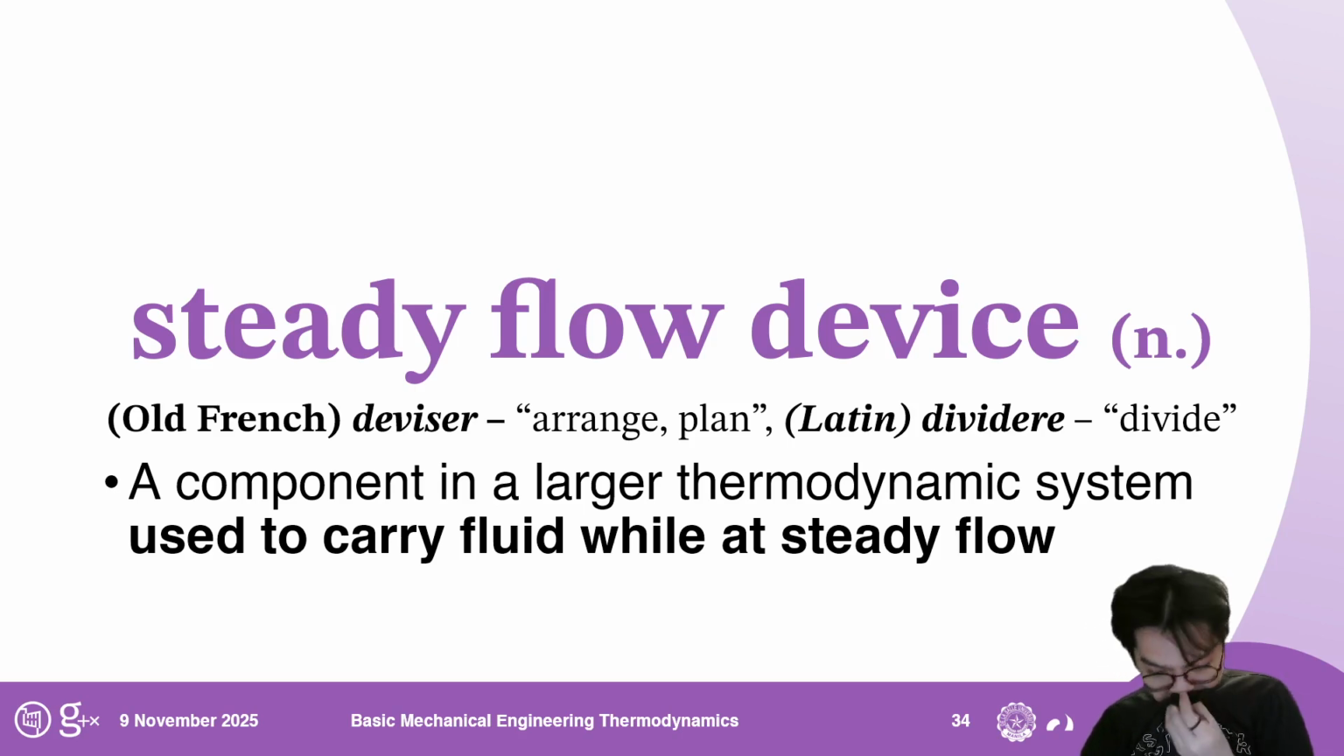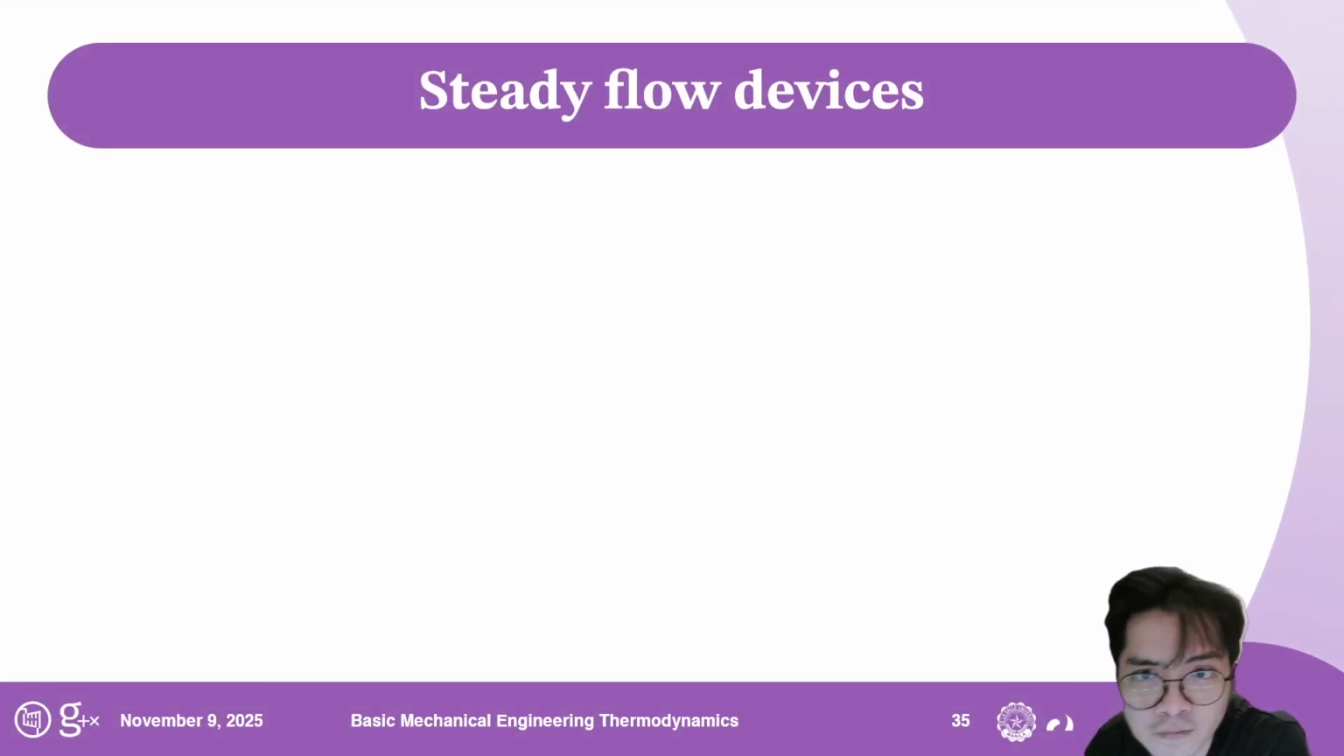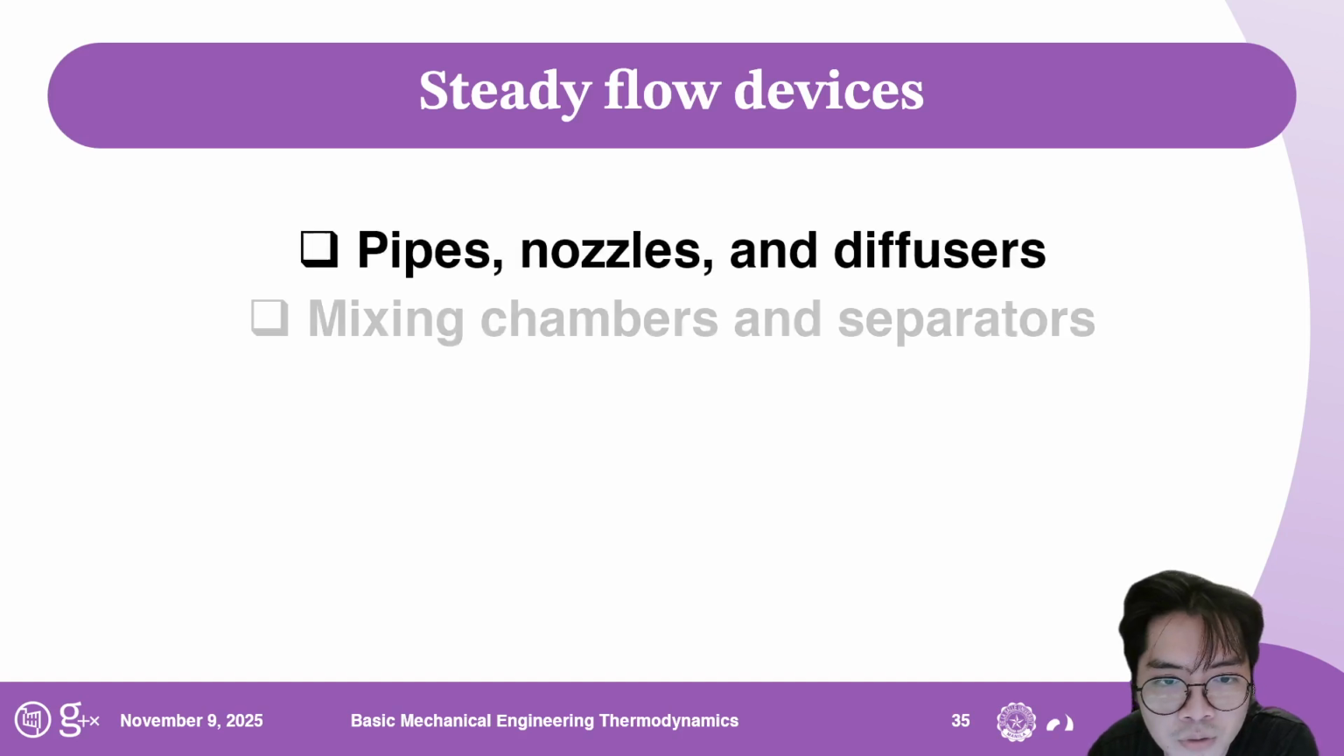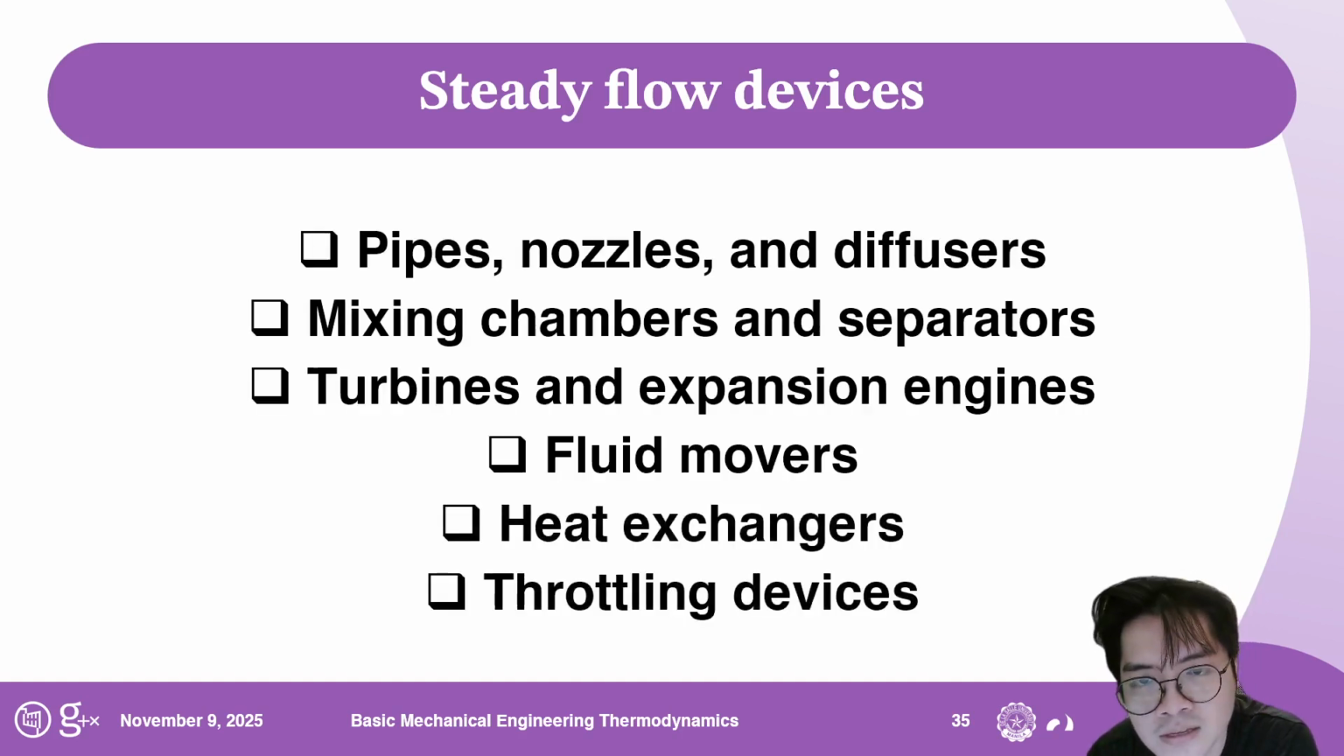And in this case, there are many categories of steady flow devices, right? This will be the main checklist of topic 5, right? We will go through 1, 2, 3, 4, 5, 6 steady flow devices.